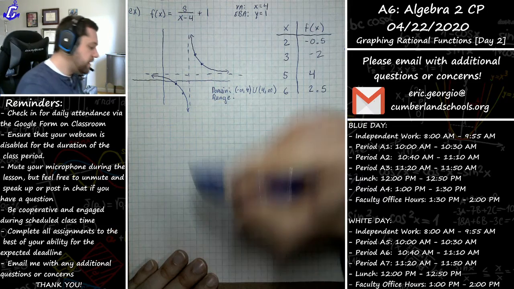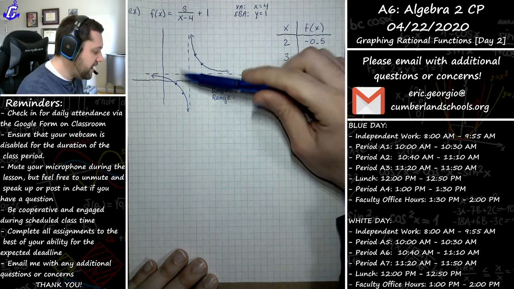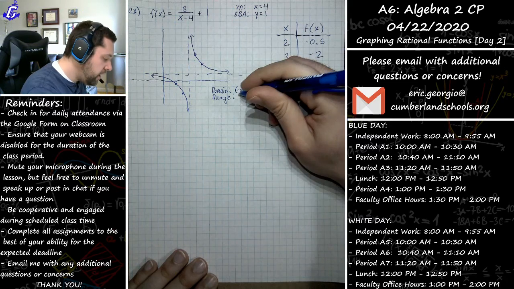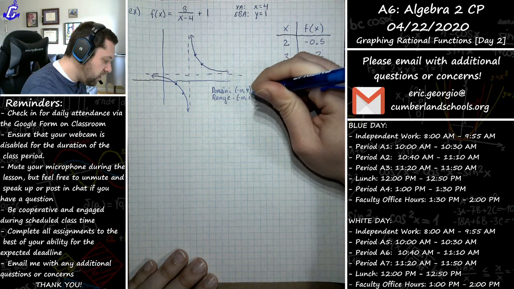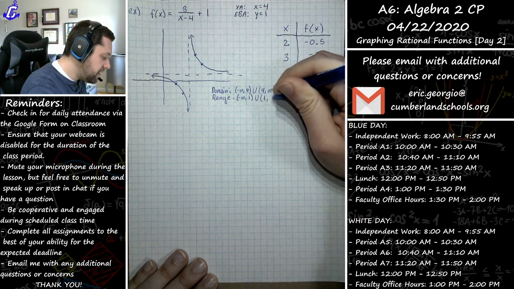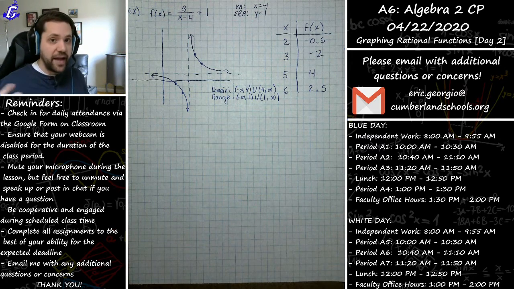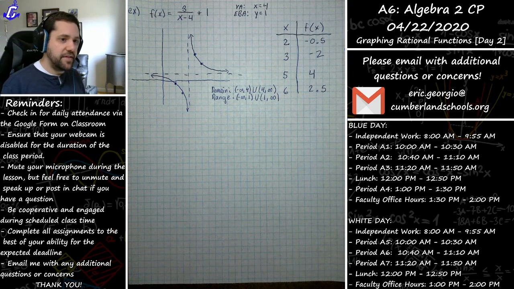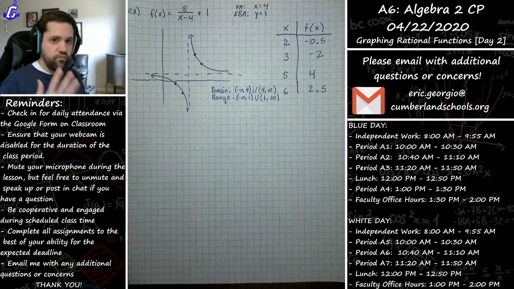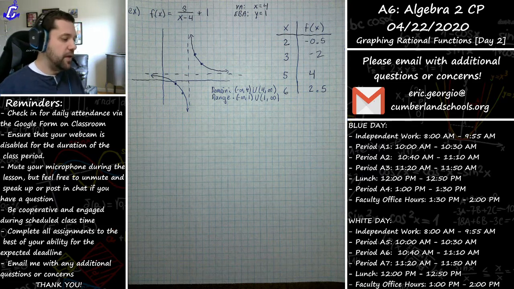Range, same deal. It goes down forever, it goes up forever, but it excludes this value of 1. It's everything less than 1, negative infinity to 1, and everything greater than 1. Notice that I'm using the parentheses instead of the square brackets because it does not include 1. Okay. Any questions about that example? That's a nice, straightforward example. Okay, let's do another one.